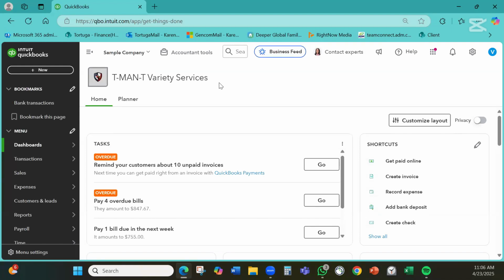Shauna, Matthew, Abiathar, Nicholas, and Tanisha, the variety services.